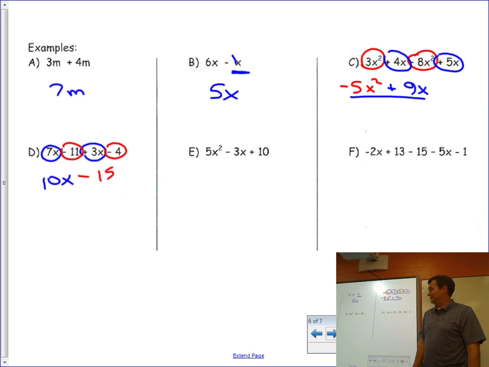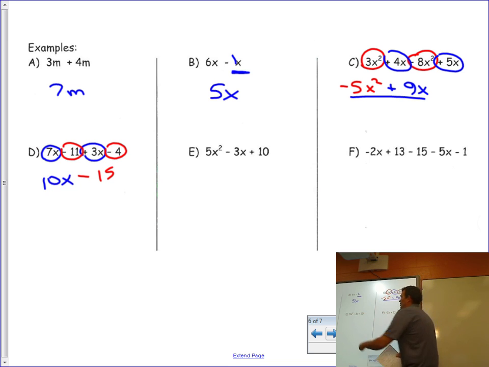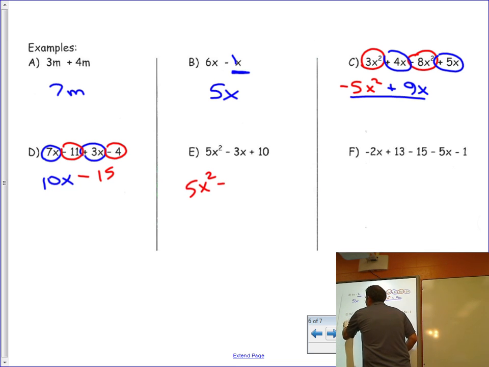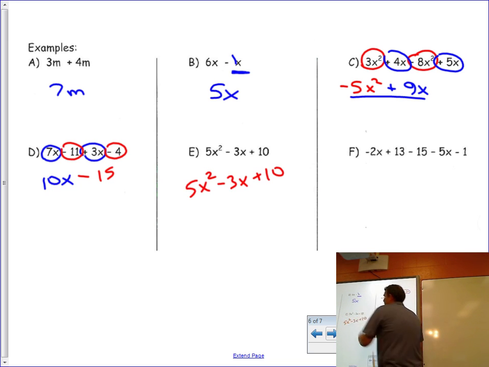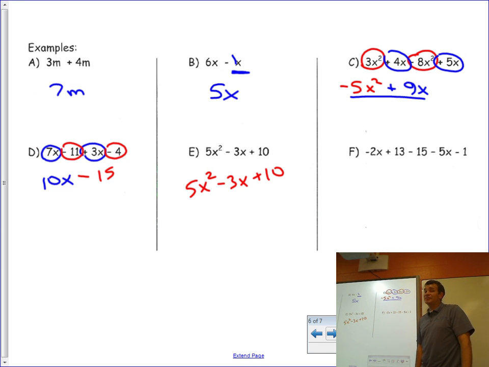Next example, E. I don't see any like terms. The first term has an x squared. The second term just has an x. The third term doesn't have a variable at all. None of them are like terms. So there's nothing you can do to simplify that expression any further. Your answer is the same as the problem.